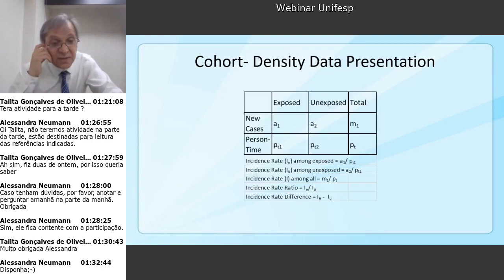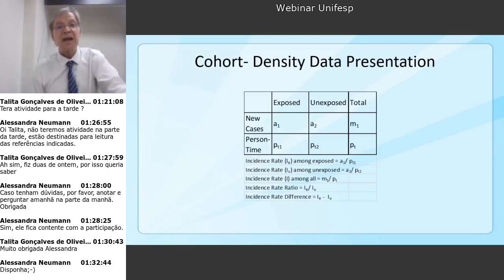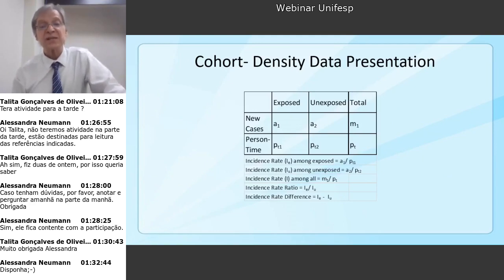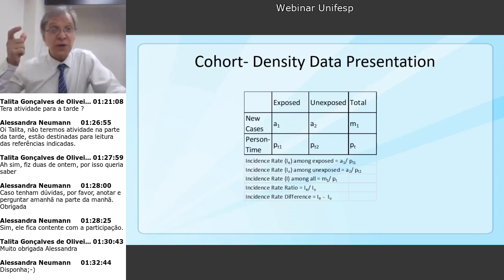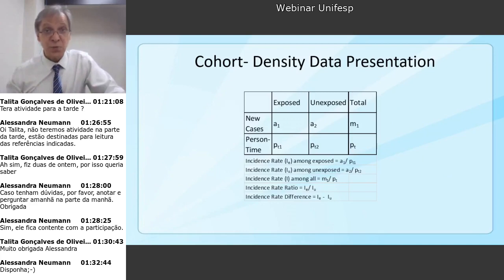So you have those rates. I call them incidence exposed, incidence unexposed, and total incidence M1 over PT. If I divide one incidence by the other, I have the incidence rate ratio. If I take the difference between them, I have the attributable risk, which is the incidence rate difference. We're going to have, hopefully, a little time tomorrow. I'm going to give you just 15 to 20 minutes on the burden of disease, measures of burden of disease, starting with the attributable risk difference.